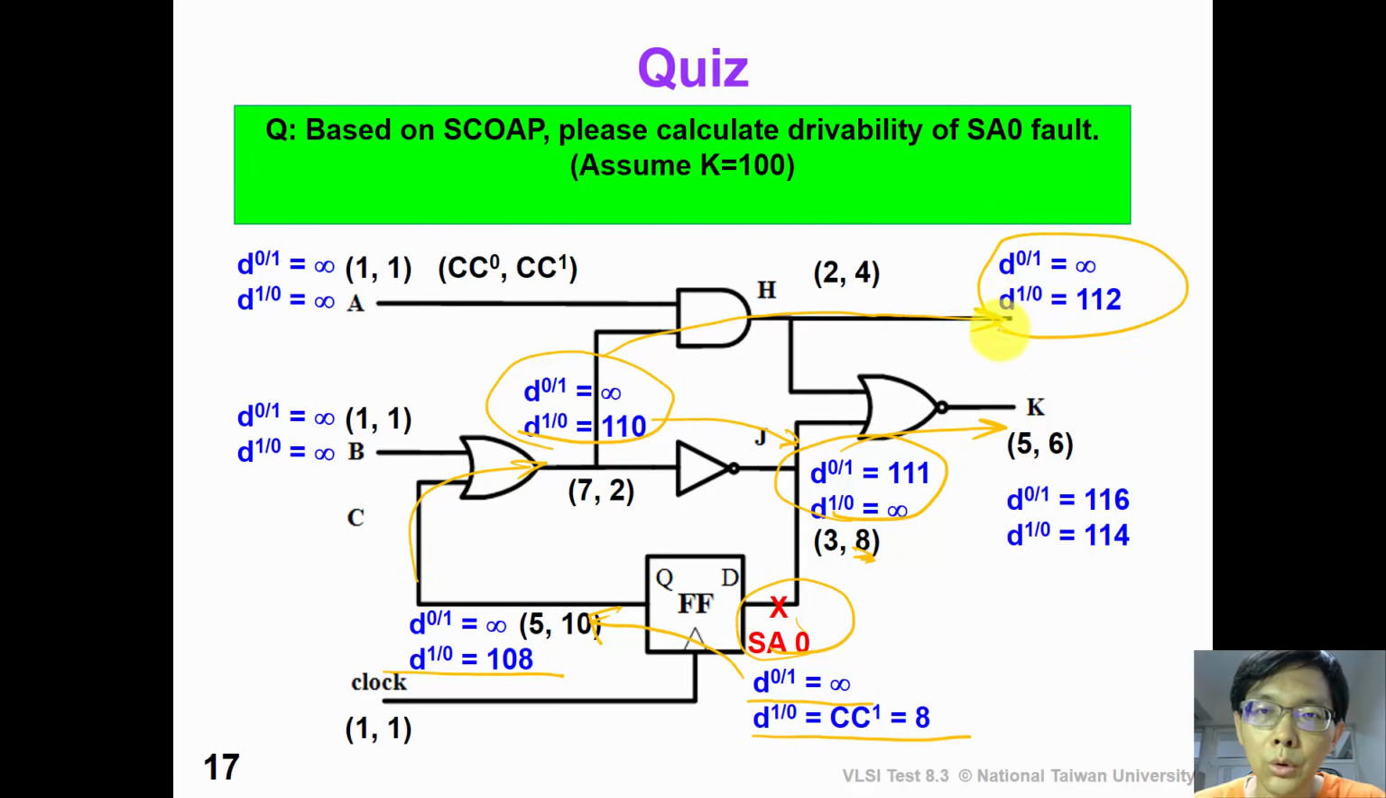Now we have 4 numbers. Out of these 4 numbers, this one is the smallest. So that means it's easiest to propagate the fault effect to this output. Have you got these numbers correctly?